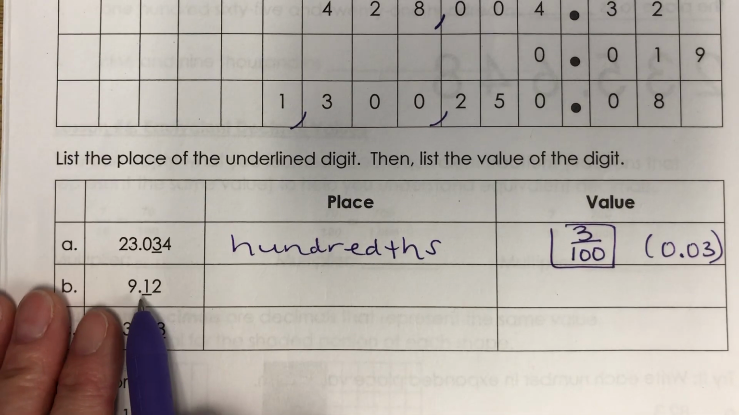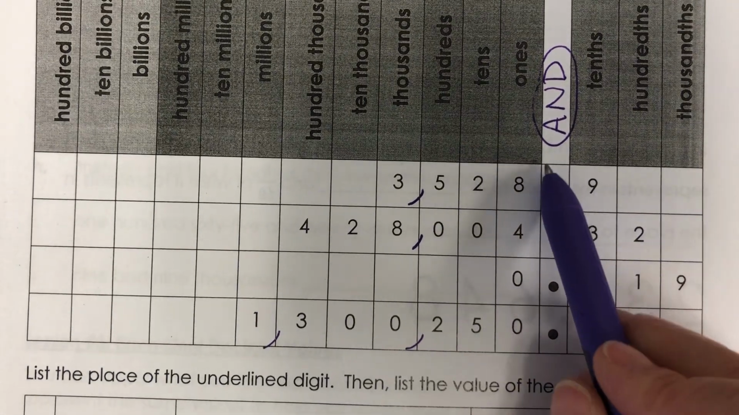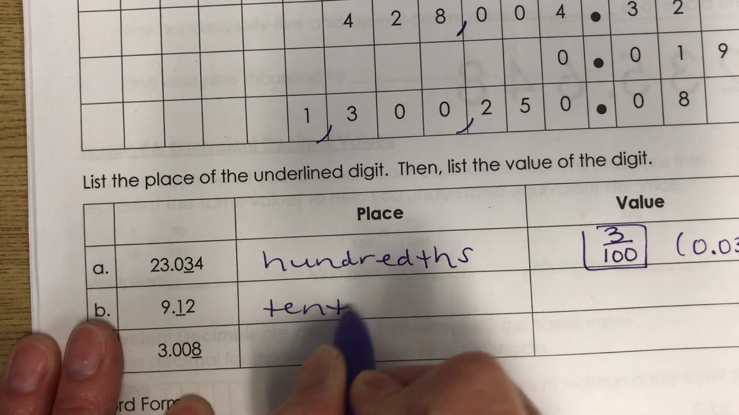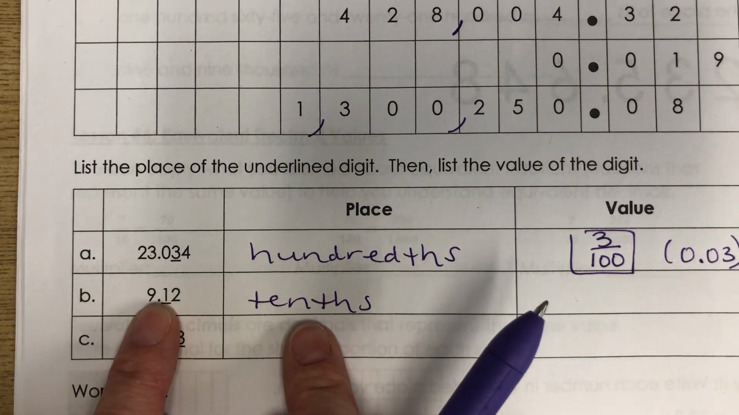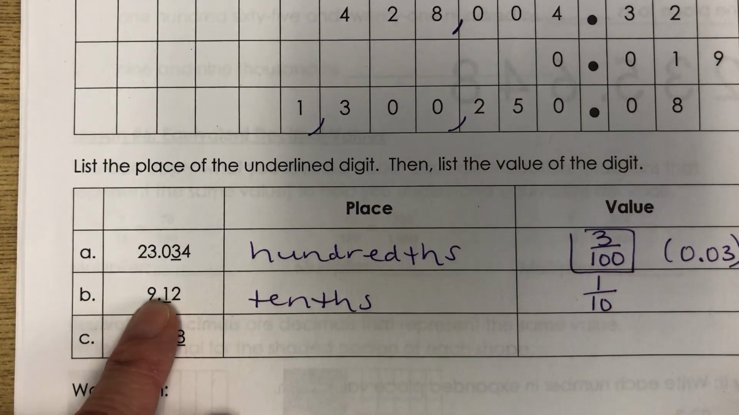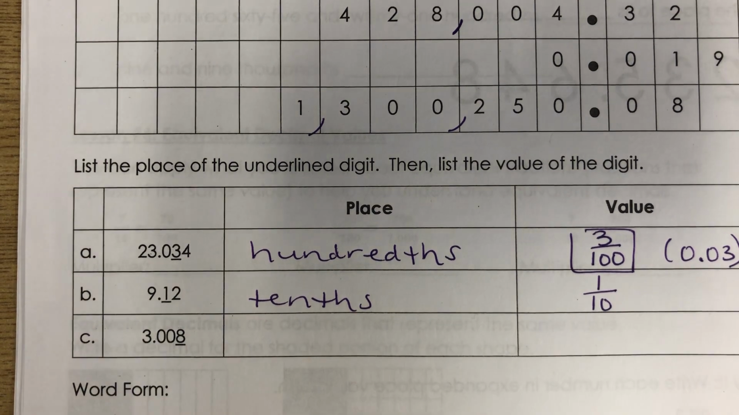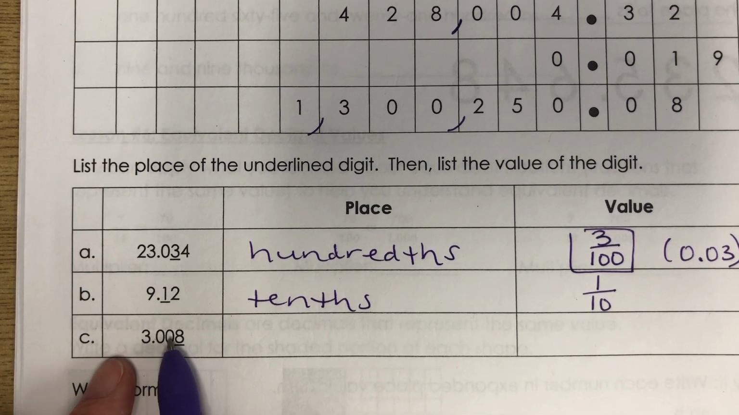Okay, the next one, this underlined digit is the first place to the right of the decimal point, and we see up here that the first place to the right of the decimal point is the tenths place. So I'm gonna write tenths. And if I have a 1 in the tenths place, that means it's worth 1/10.